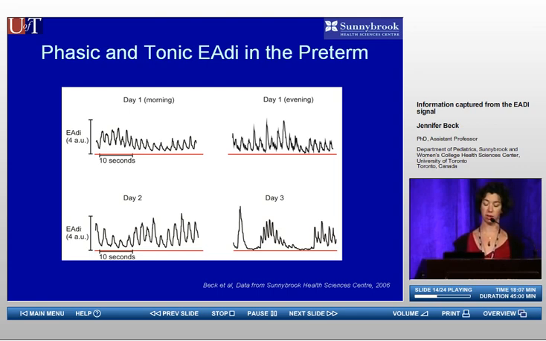Here you have just the diaphragm electrical activity on day 1, on the top left, day 1 in the evening, and day 2 and day 3. So 4 examples of diaphragm electrical activity in the same baby. And this baby's breathing on room air, it's not on a ventilator. And I just wanted to point out to you the variability in the signal.